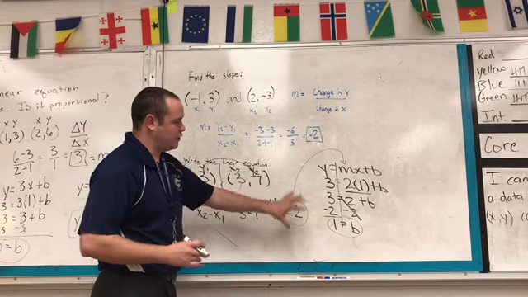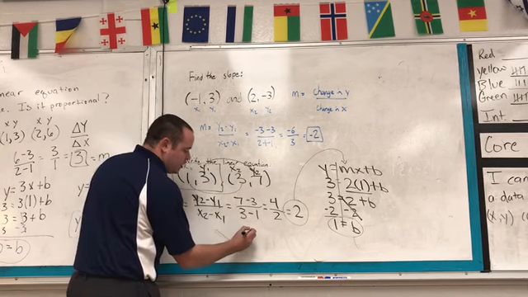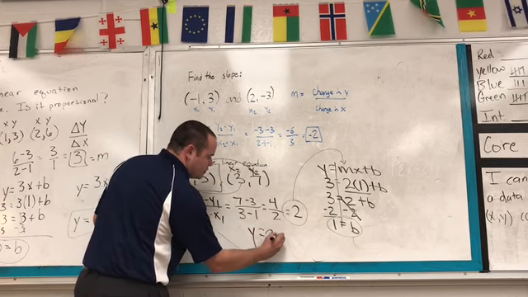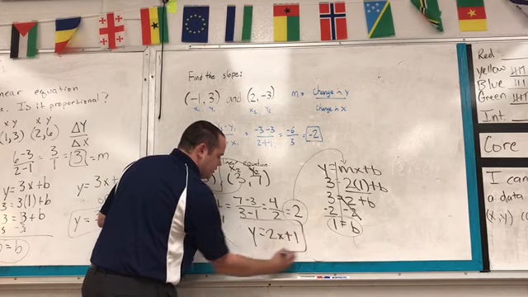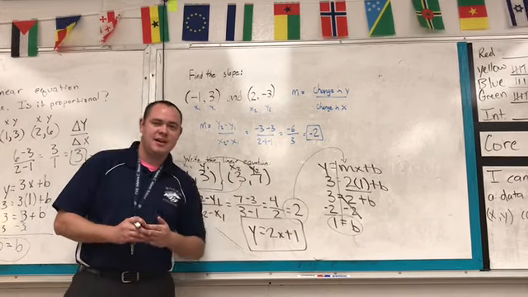And now if I just want to plug it back in, my m and my b, so I can answer the question, it would be y equals 2x plus 1. And that is my linear equation to connect those 2 points.